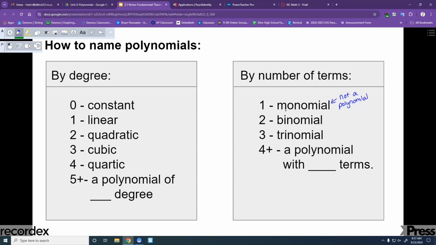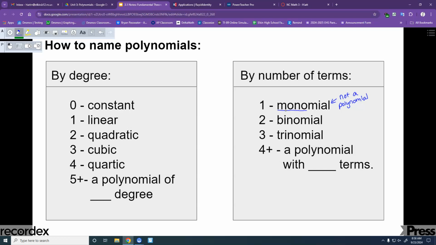Because the prefix poly, what does the prefix poly mean? Multiple, more than one, right? What does the prefix mono mean? One. So if you only have one term, technically it's not a polynomial, but I need to include it in the list here somehow. So 1 is called a monomial. Technically it's not a polynomial because there's only one of them.